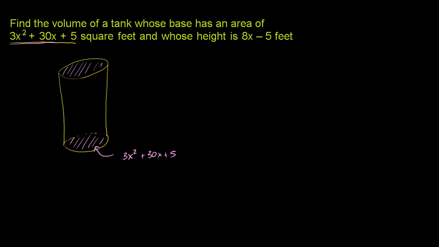And they tell us the height is 8x minus 5. The height of this tank is 8x minus 5. And if you want to find the volume of a three-dimensional object like this, you just multiply the area of the base times the height. So the volume is going to be the area of the base, which is 3x squared plus 30x plus 5, times the height, times 8x minus 5.